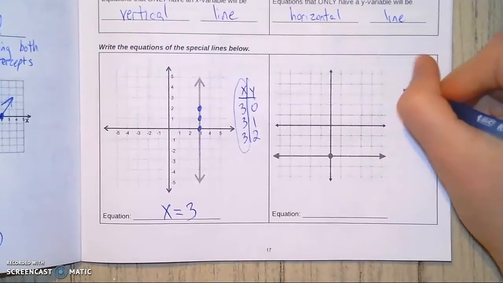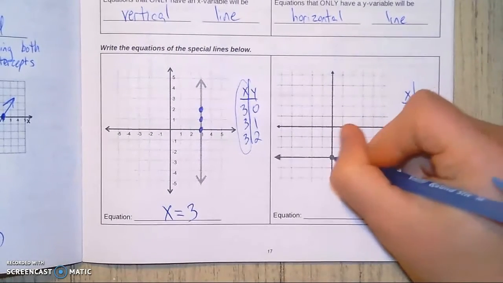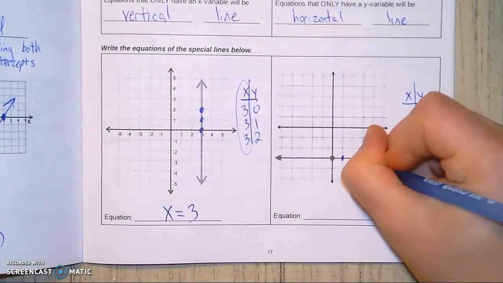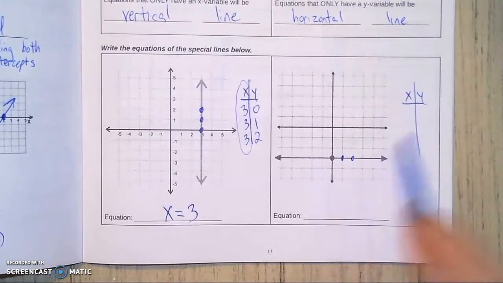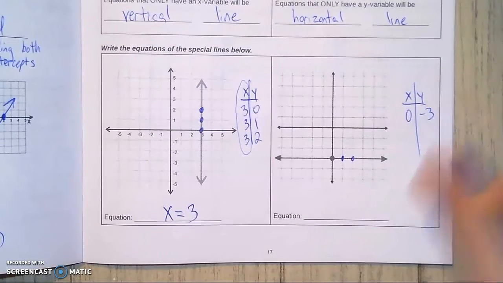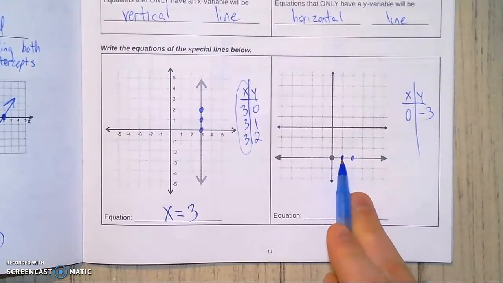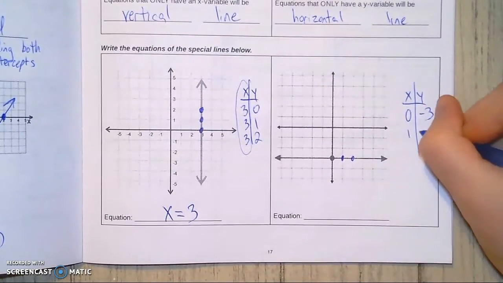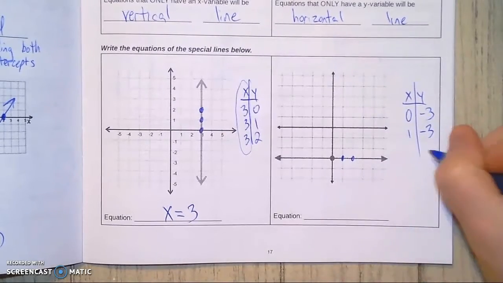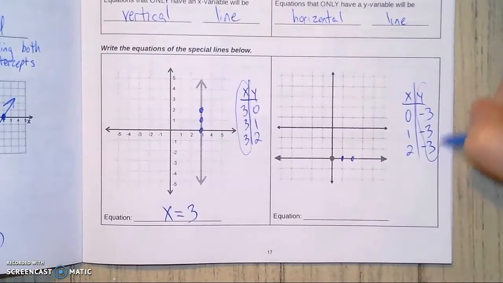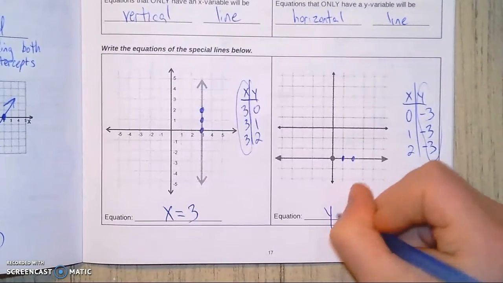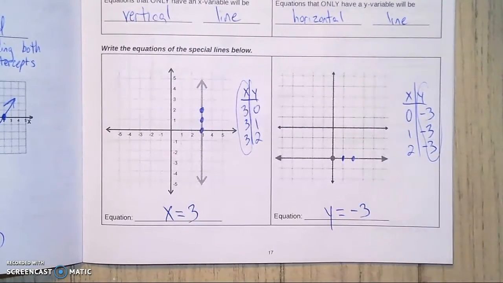So one more time right here, set up my xy table, pick a few points on the line, this time like 0, -3, over 0, down 3, and then over to the right 1, down 3, 1, -3, and finally over to 2, -3. And this time it's the y side that jumps out at me, that y is always -3.